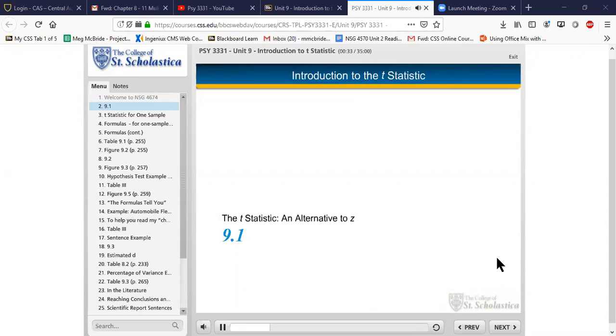I have a tip for you. This chapter is in many ways a repeat of the previous chapter. So if you keep in mind that what you learned about the z-test will apply to the t-test, you will find this chapter easier to learn.